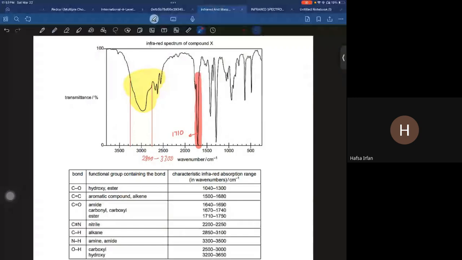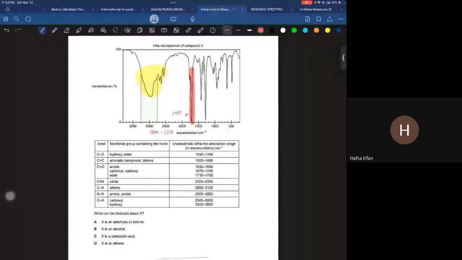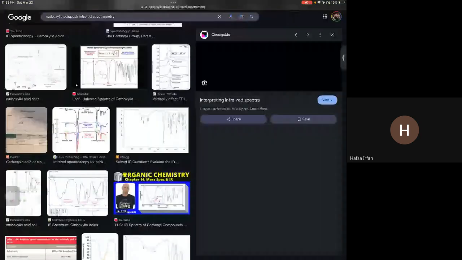What do you think? Is this carboxylic or alcohol? Yeah, Sir, isn't it carboxylic? Exactly. This is going to match with carboxylic acid. So X is a carboxylic acid. एल्कोहल की थोड़ी सी ब्रॉड पीक होती है. Like, this is your alcohol.